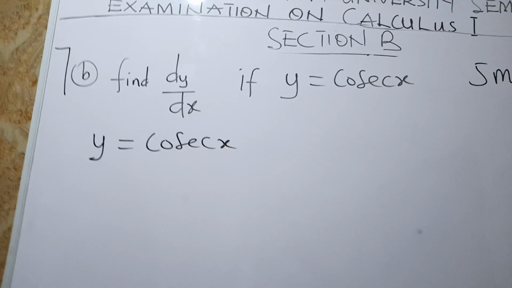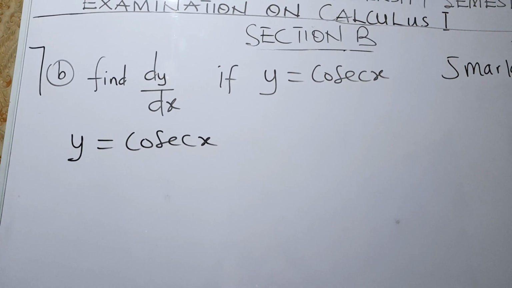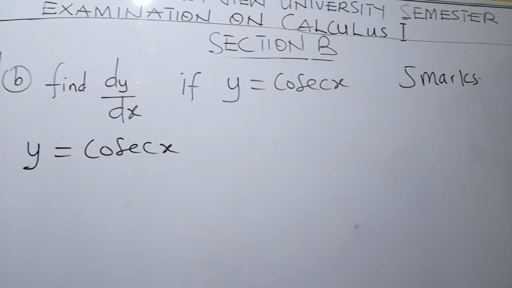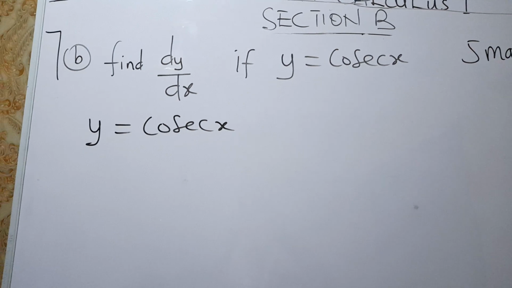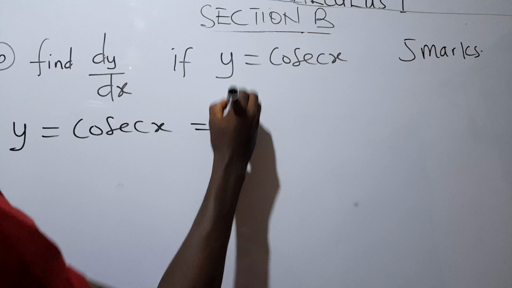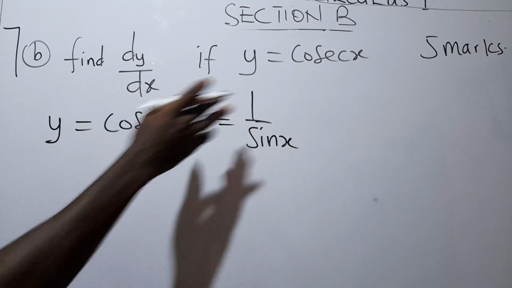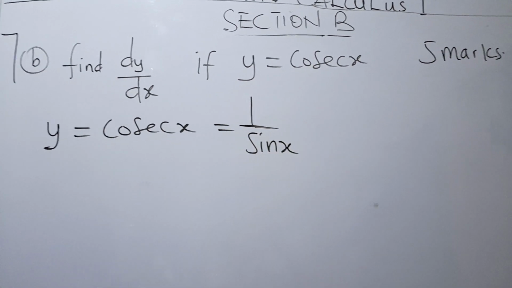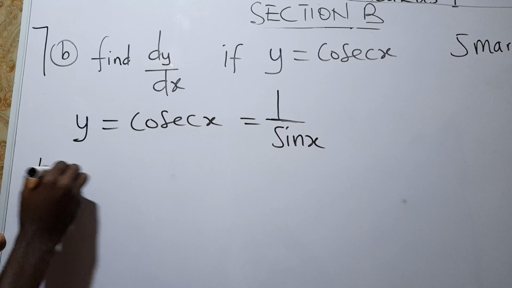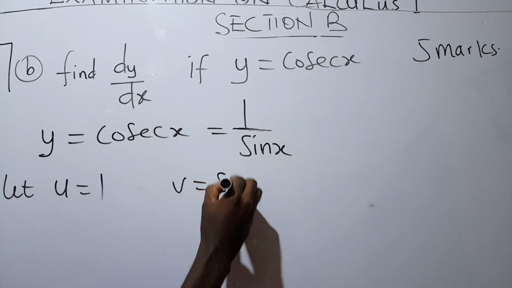So the B aspect of question 7 says find dy over dx if y is equal to cosec x, and that is worth 5 marks. So if y is equal to cosec x, remember cosec is the inverse of sine. And we can say this is the same as 1 over sine x. So how do we solve this? Since this involves a fraction, we can use the quotient rule to solve that. So let u be equal to 1 and v be equal to sine x.